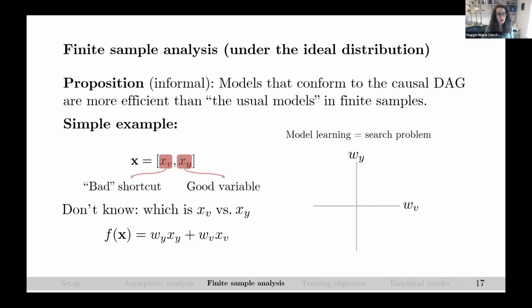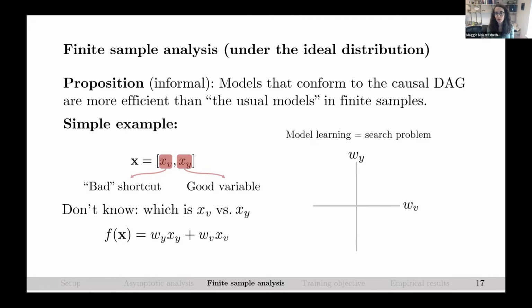What you're seeing here on the x-axis is the possible values for the weight or the coefficient that the bad variable takes. So these are the coefficients for, roughly speaking, the auxiliary label. And on the y-axis are the good coefficients. These are the weights that get multiplied by the good variable.